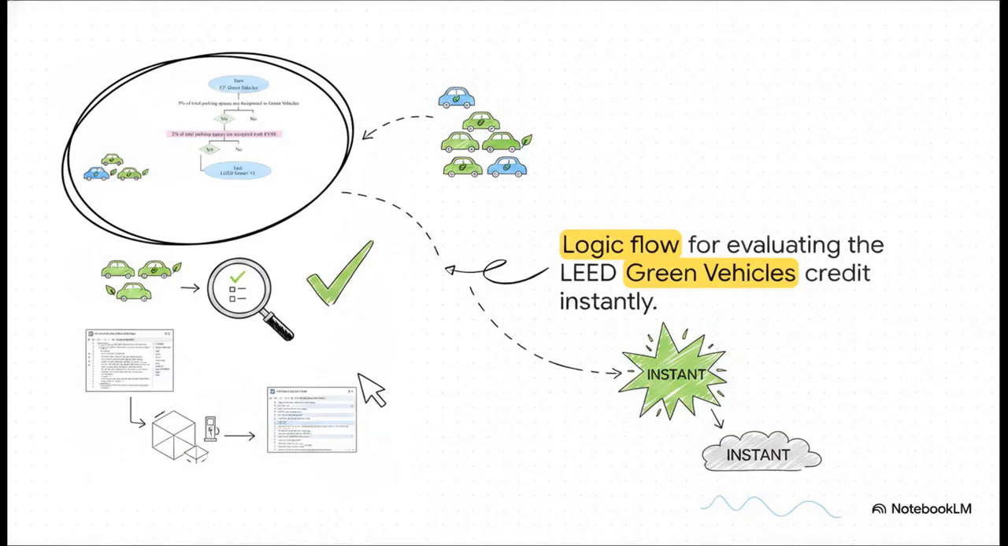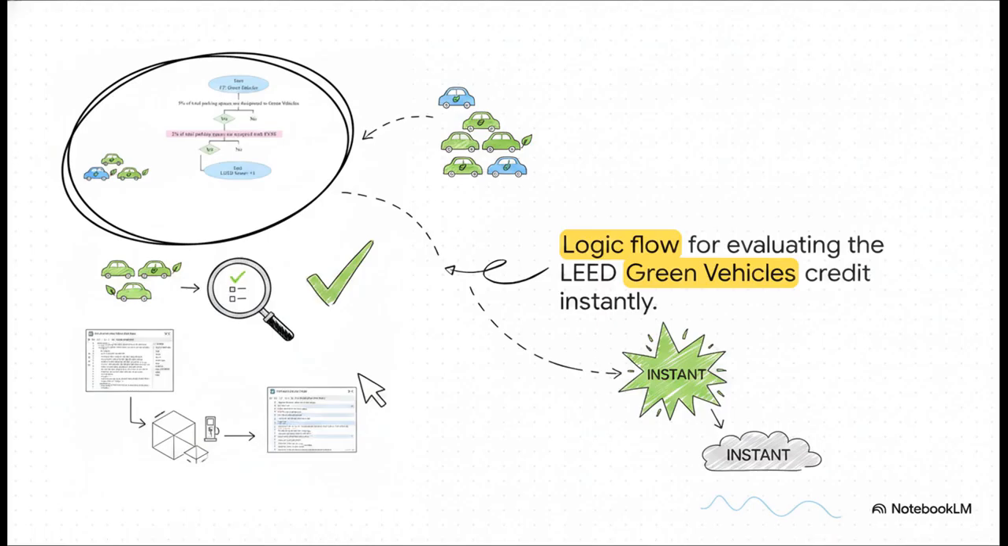Let's make this concrete and apply it to the green vehicles credit. You can see the clean, decision-based logic flow the plugin uses to evaluate compliance instantly. The rules here say that 5% of all parking spaces have to be designated for green vehicles, and 2% must be equipped with EVSE, electric vehicle supply equipment.